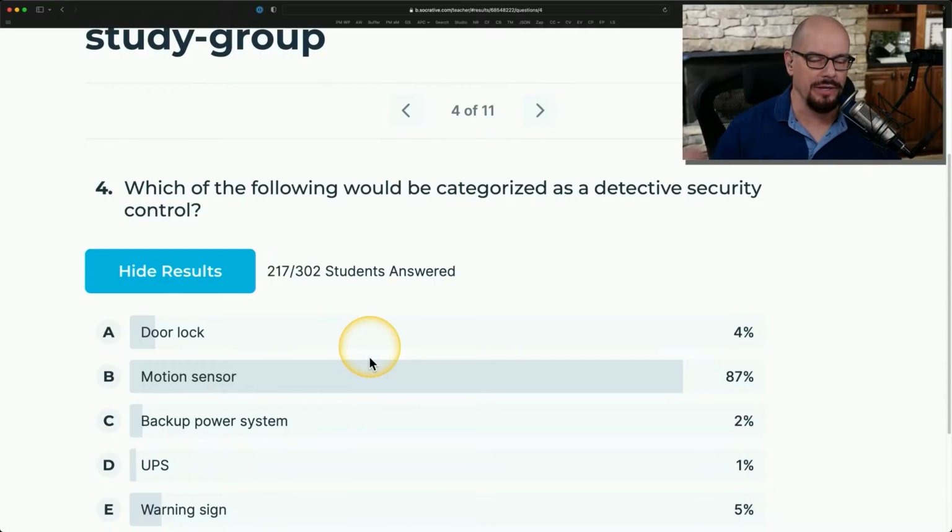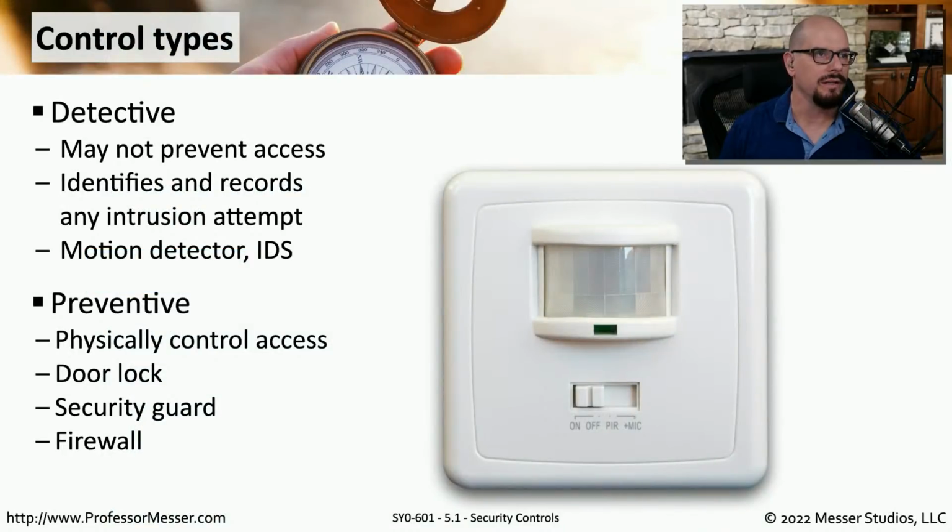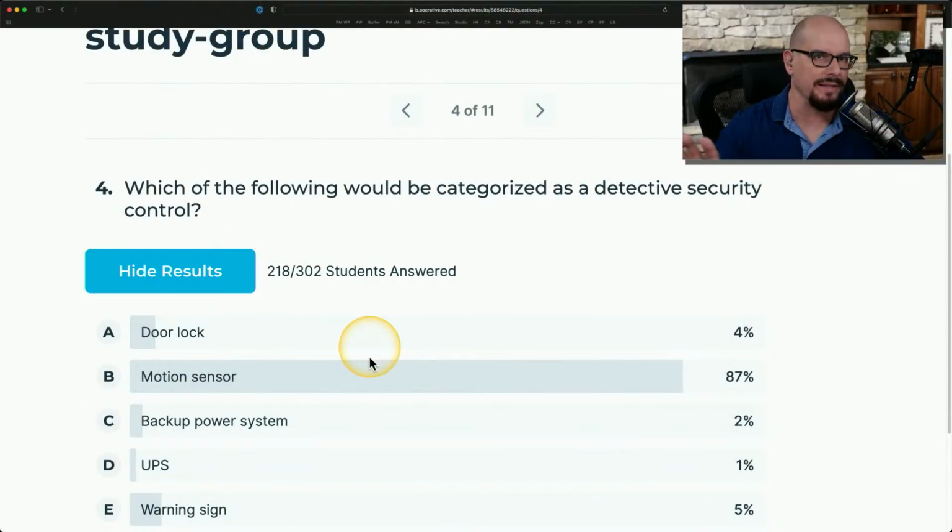All of these security controls and security control types are in my video on section 5.1, a video that aptly is called Security Controls. You can look at the deterrents and the preventives and the detectives and all of those. They're all in there. I go through every single one of them so you can understand what the differences are between all of those different control types.